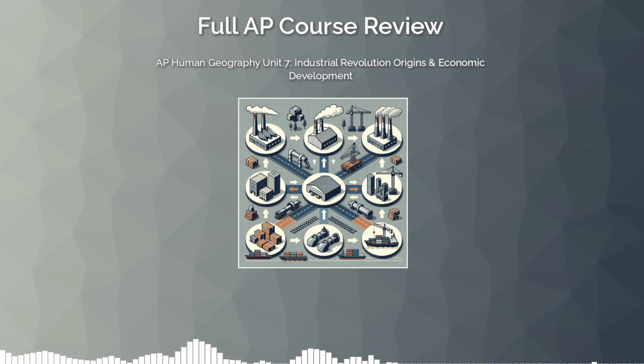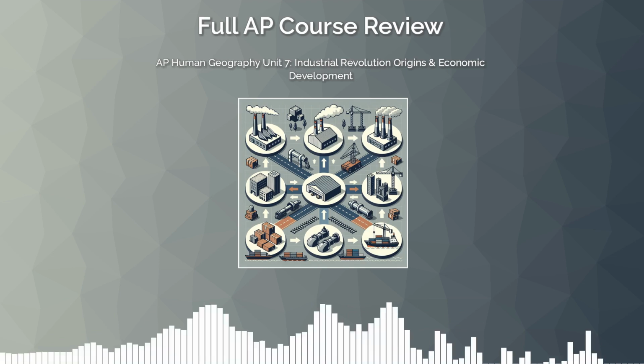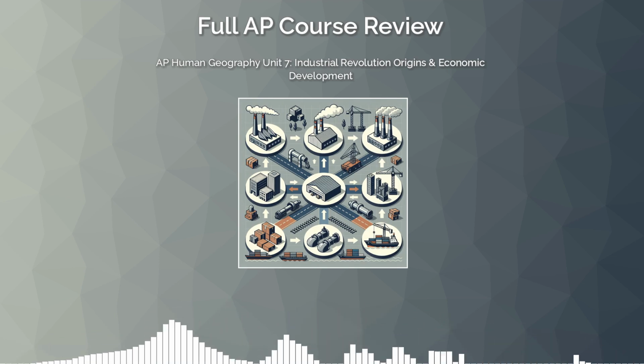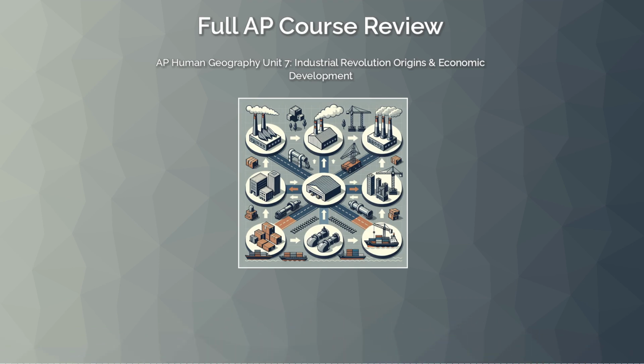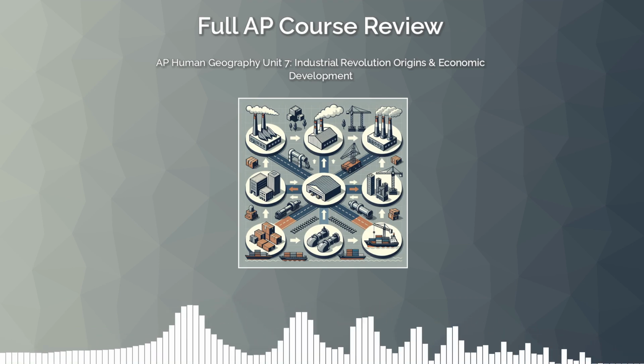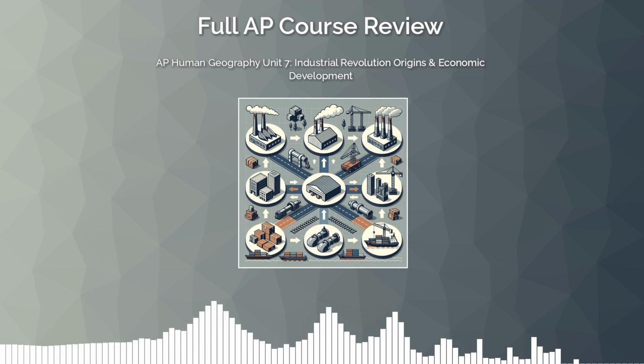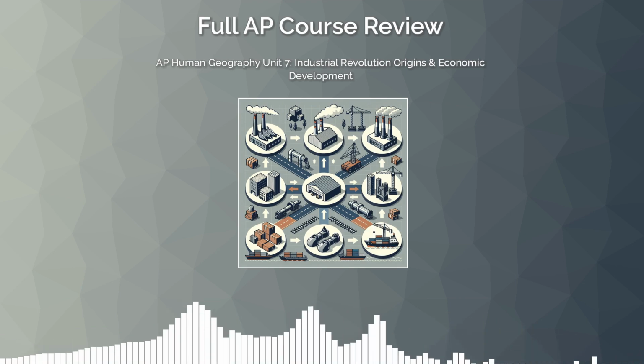7.3 Weber's least cost theory of industrial location. The core question: why here and not there? Imagine you're opening a factory. You could put it anywhere, a cornfield in Iowa, the outskirts of Detroit, a coastal port in New Jersey. So how do you decide?